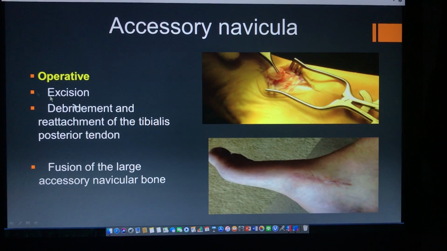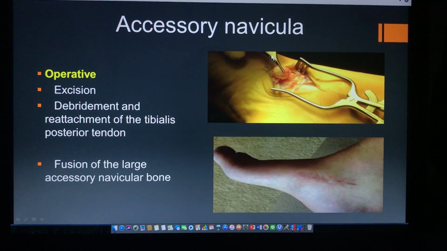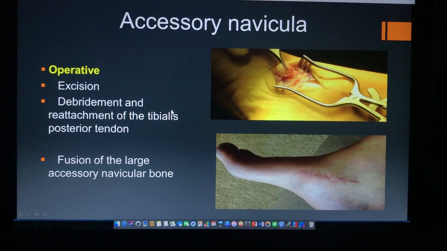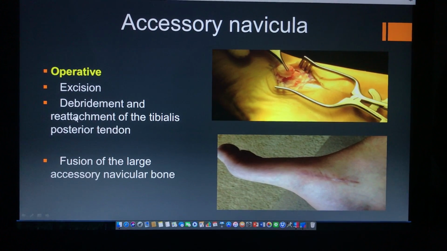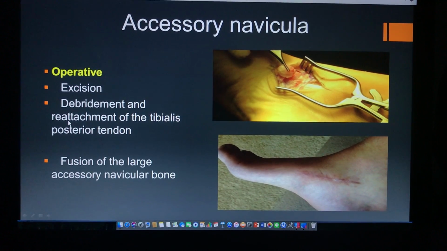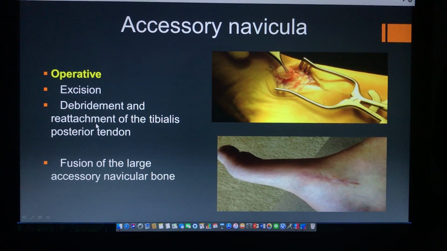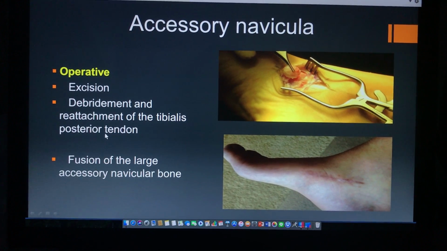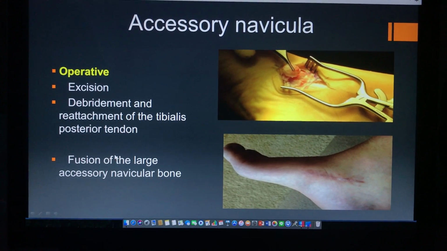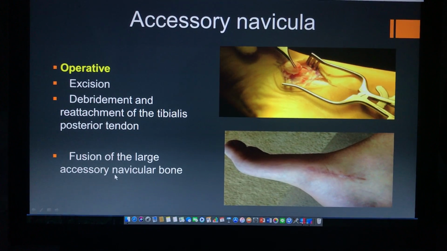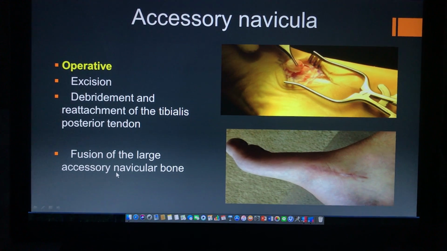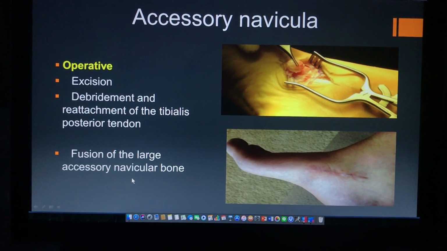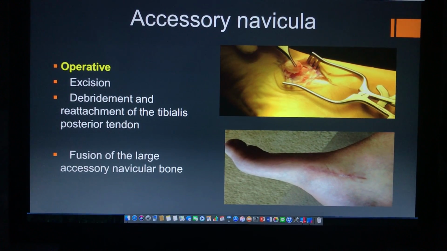For excision, you can take it off as shown in the pictures above on the right hand side. You also need to treat the inflammation of the tibialis posterior tendon and then reroute or reattach the tib post onto the main part of the navicula. For fusion, we usually take down the cartilage between the accessory navicula and the navicula, and then perform fixation using a screw.